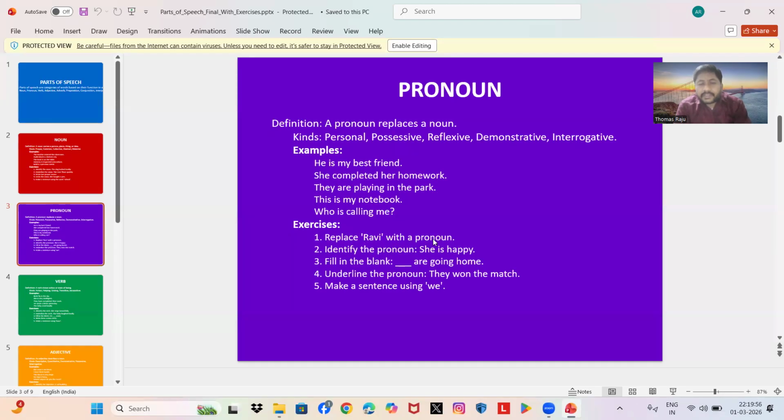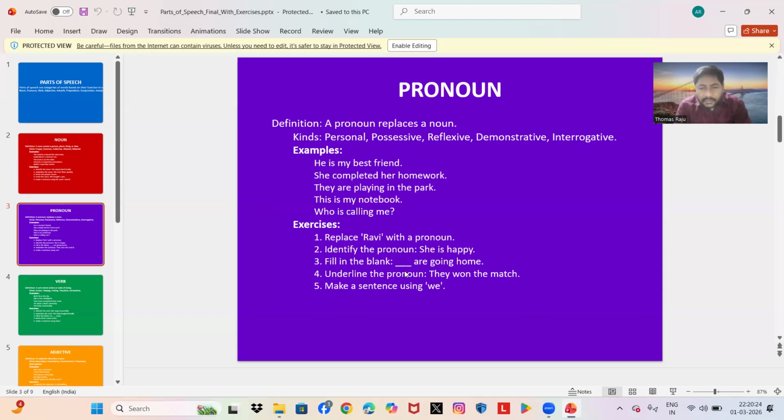Some exercises. Replace Ravi with a pronoun. So what pronoun can we use instead of Ravi? Ravi, a boy or a man. It's a masculine gender. So what is the masculine pronoun? That is he. Identify the pronoun. She is happy. So what is she? It's a feminine gender or it's a female pronoun. She, a girl or lady or woman. So she is happy. Here she is pronoun.